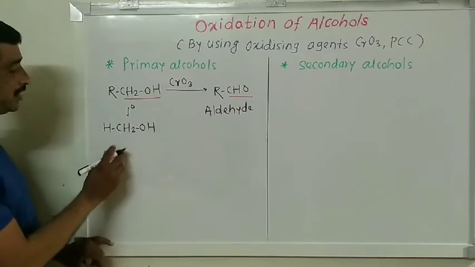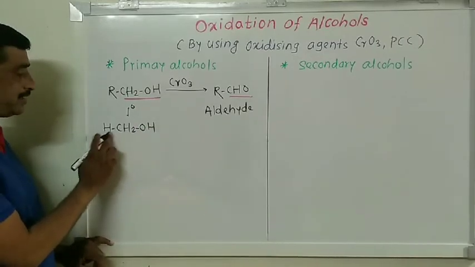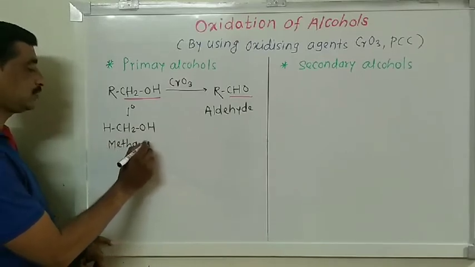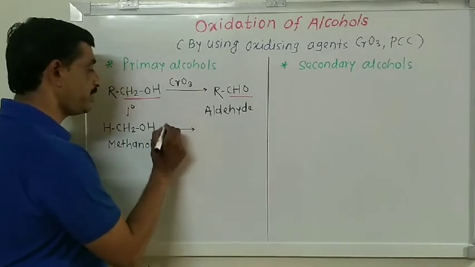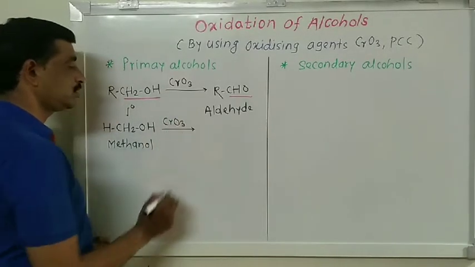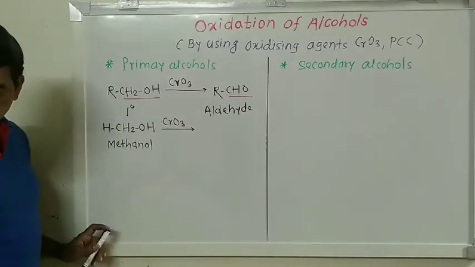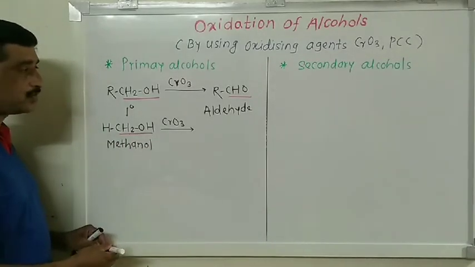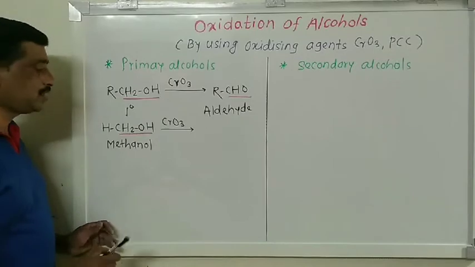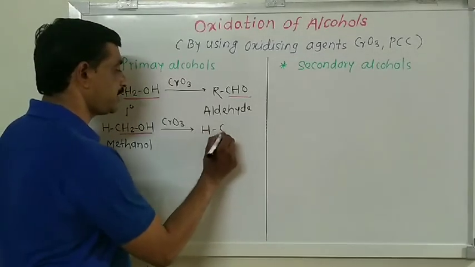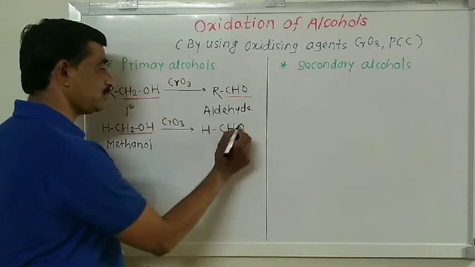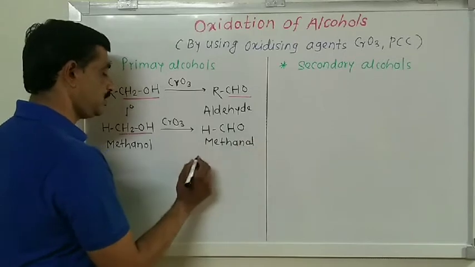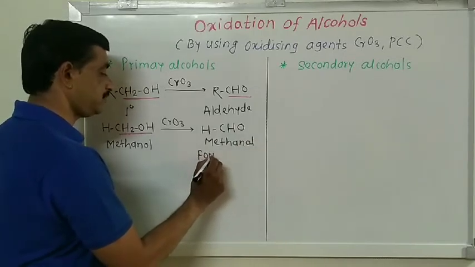Methyl alcohol we write generally as CH3OH. Here we write it as H-CH2OH. It is also known as methanol. Methanol on treatment with chromium anhydride undergoes oxidation, and this CH2OH group is now converted into the CHO group, and we get the product as HCHO, that is also known as methanal, or formaldehyde.